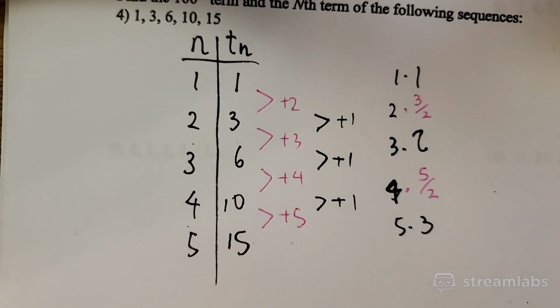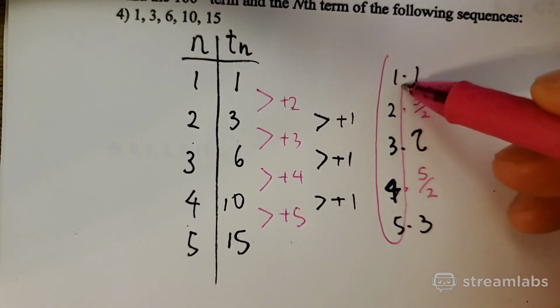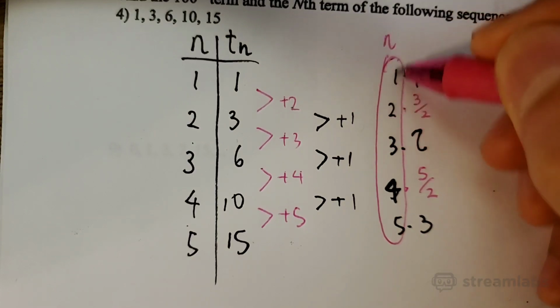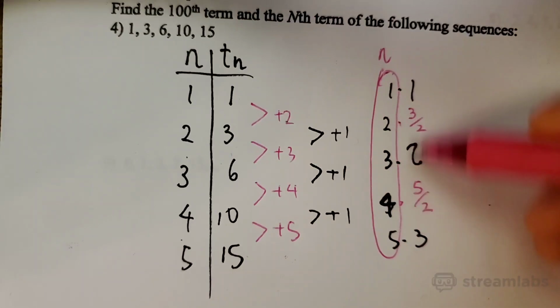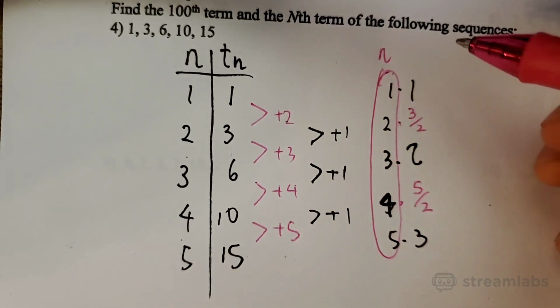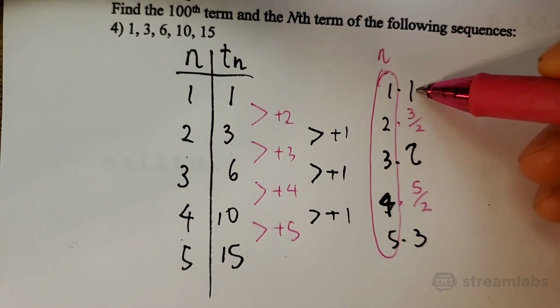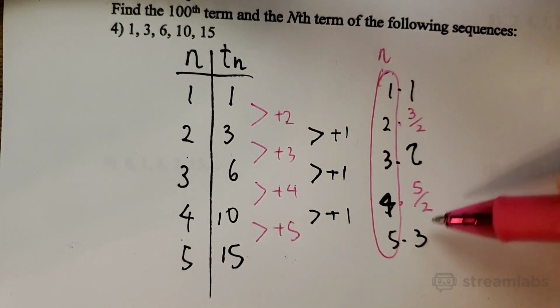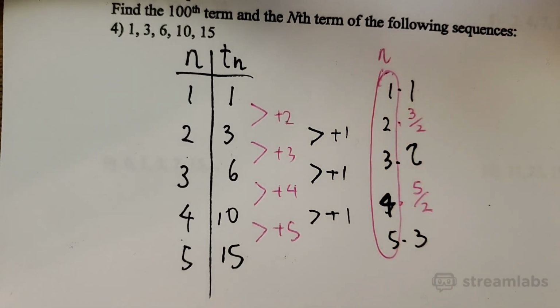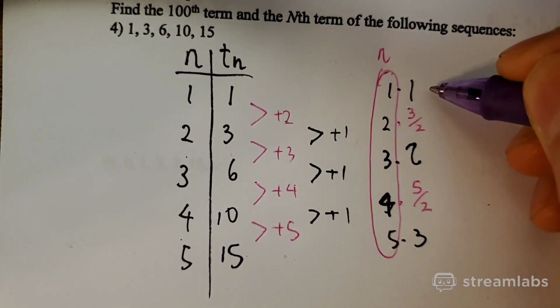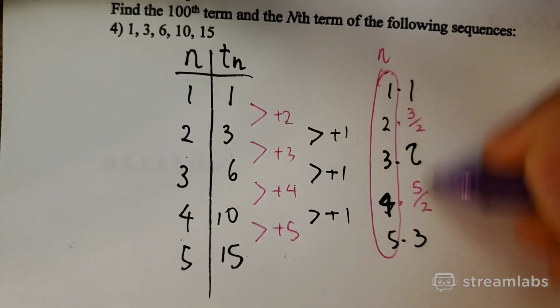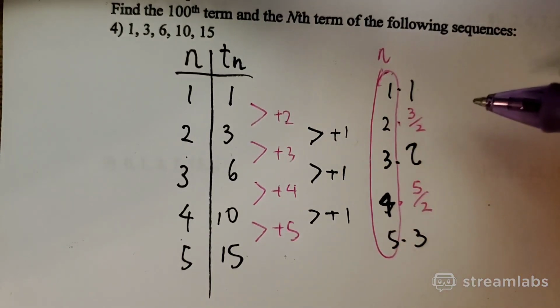So what is the pattern here? Obviously, if you look at this, it's 1, 2, 3, 4, 5. I'm multiplying these, which is n, the term number, times what? This is 1, 3 halves, 2, 5 halves, 3. Hard to see a pattern here. But what if I modify this? I'm going to modify this into a common denominator because I want to see what it looks like.